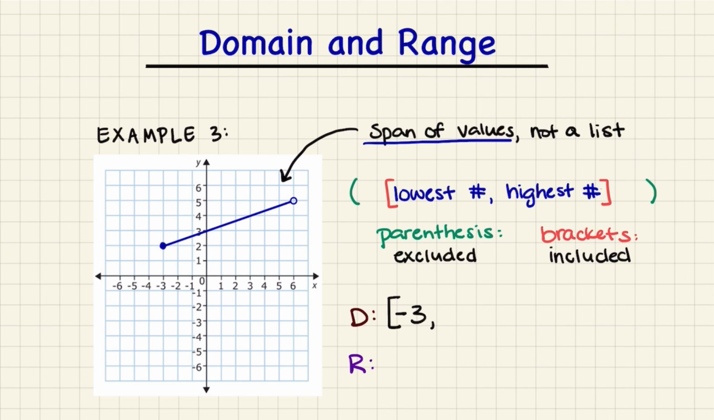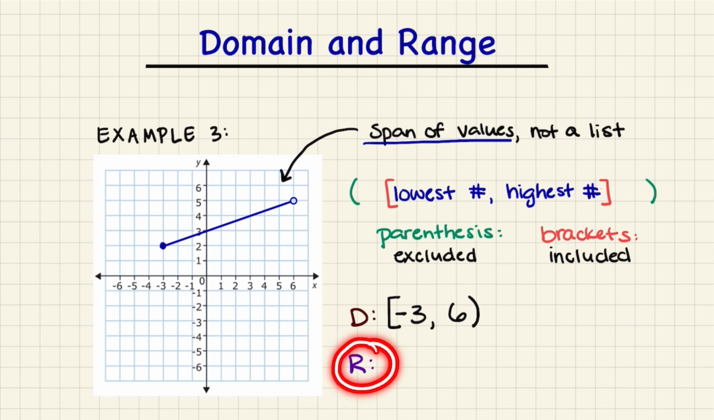Then our comma, and now we look for the highest value. So our line goes up to here and ends right there, which is at 6 on the x-axis. So our highest value is going to be 6. And this is an open circle, which means we're going to put a parenthesis, because an open circle means the value is not included. So that is our domain. Our set of x values is from -3 to 6.